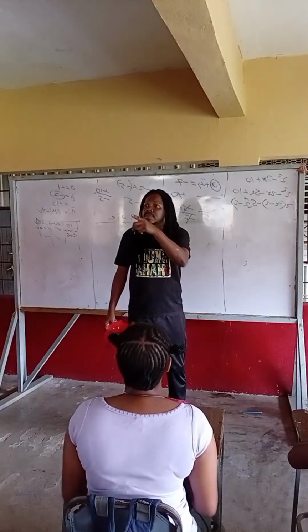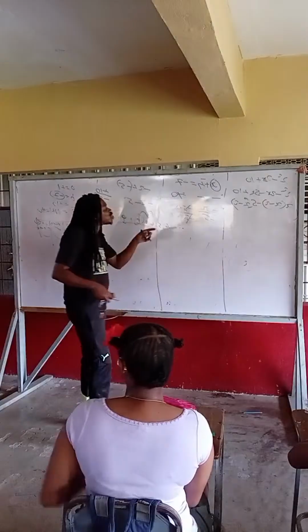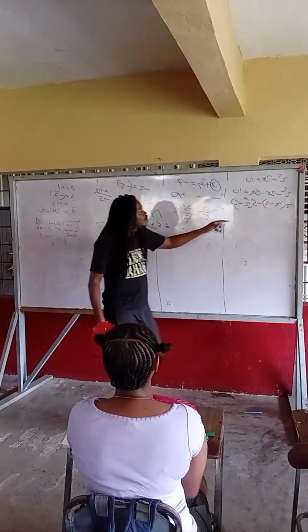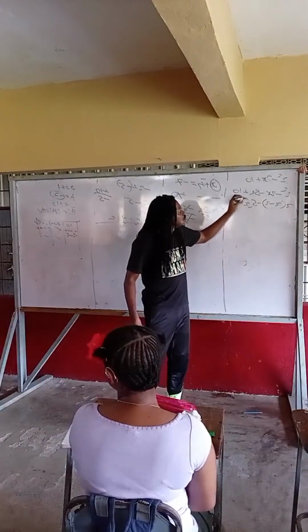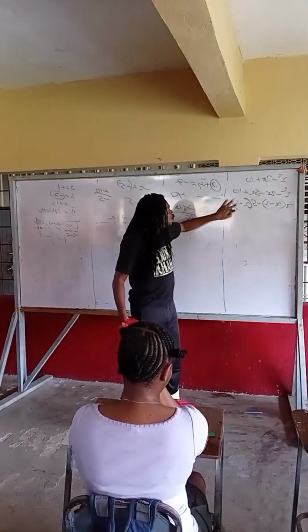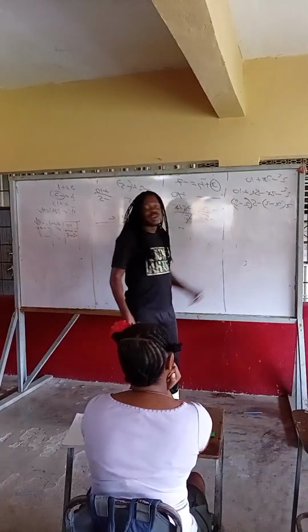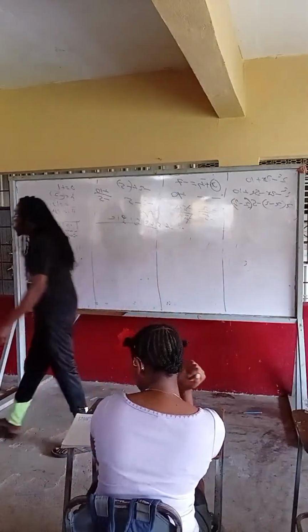Yes, sir. So after the x bracket, when you're going to do your next bracket, minus 5, bracket, and it is x minus 2. x minus 2. Everybody see that? Yes, sir.